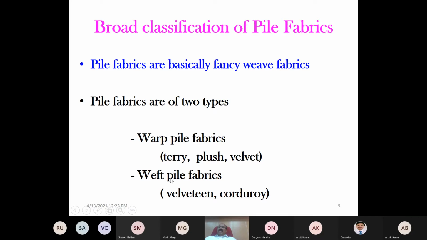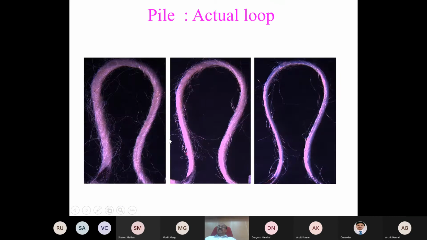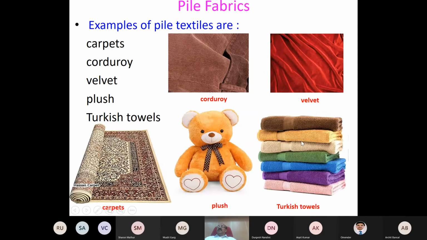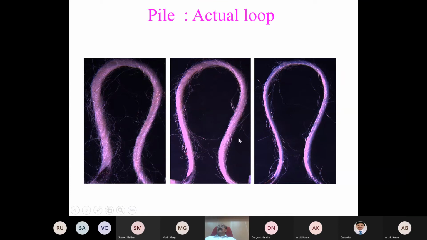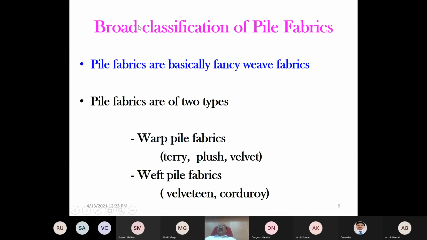That means for the fabric which you use as a terry towel, your bath towel, the loop which is formed on that fabric is a part of your warp yarn, not the weft yarn. So terry comes under warp pile. The towel which you see here, the loop which is formed on its surface, if you project it, which looks like this, is formed by the warp yarn, not the weft yarn. That's why when we classify the pile fabric in two groups, warp pile and weft pile, terry comes under warp pile fabric.